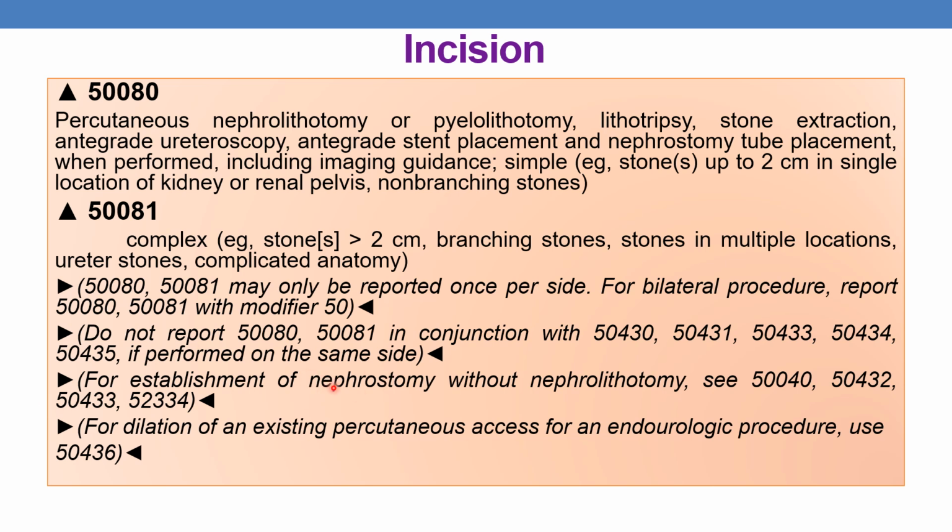And for establishment of nephrostomy without nephrolithotomy, you need to see 50040, 50432, 433 and 52334. And for dilation of an existing percutaneous axis for an endourological procedure, you need to refer 50436.